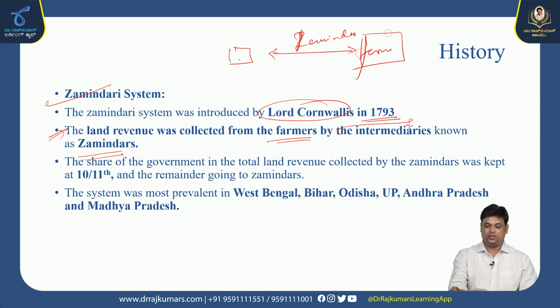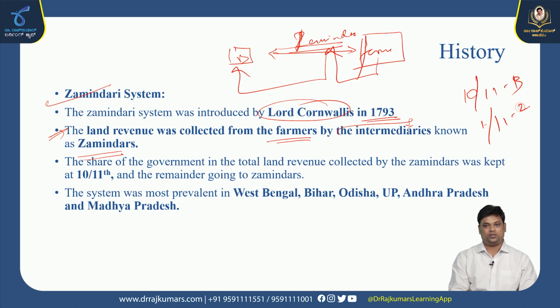So farmers on one side, British on the other side. So there will be a mediator. The farmers will pay the revenue to zamindars. Zamindars will give revenue to the Britishers. There will be revenue sharing as well. Ten out of 11 parts go to the British, 1 out of 11 goes to zamindars. So 10 out of 11 share goes to whom? The British.